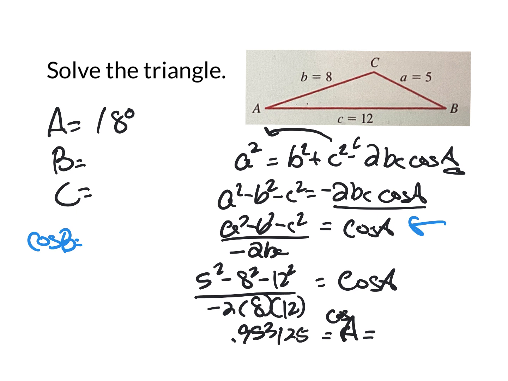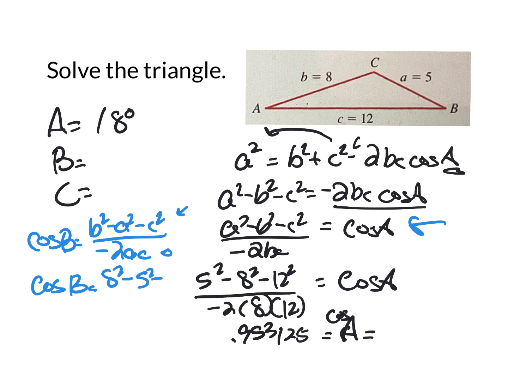It's going to be b squared minus a squared minus c squared over negative 2ac. Notice the two last letters on the top are the same two last letters on the bottom. So I'm going to put the numbers in there. The b squared is like 8 squared again, minus 5 squared minus 12 squared over negative 2 times 5. I'm getting those numbers straight from the triangle, with the letters telling me what they are.